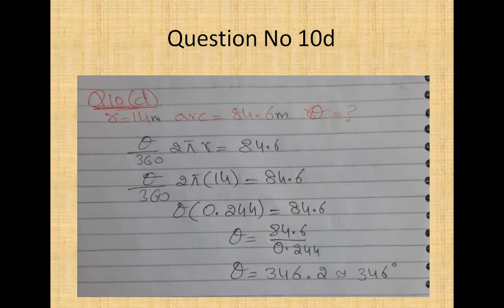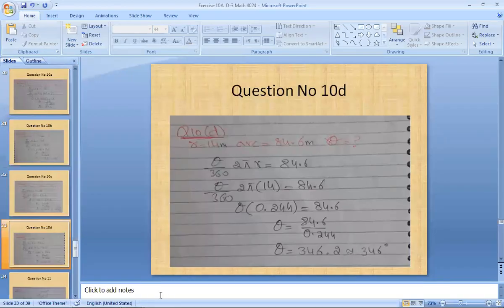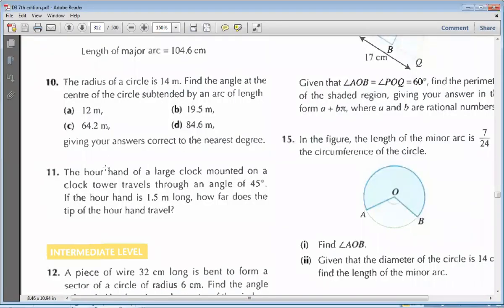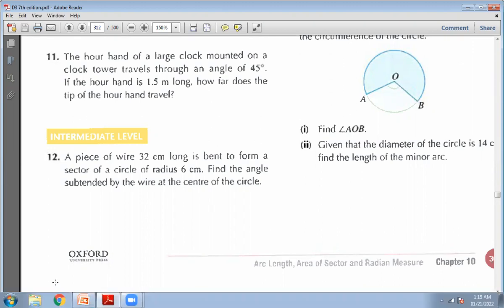Question number 10, the D part. The hour hand of a large clock mounted on a clock tower travels through an angle of 45 degrees. If the hour hand is 1.5 meter long, how far does the tip of the hour hand travel? Okay, so that is question number 11.